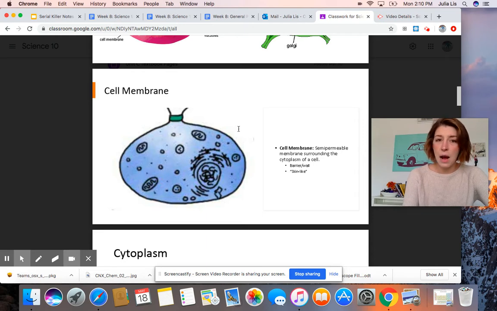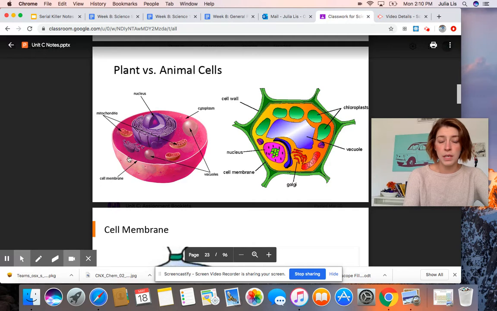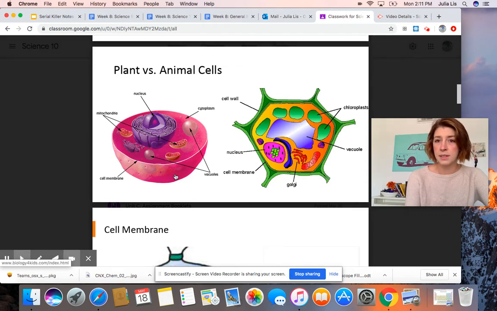So the very outer part of a cell is called the cell membrane. It's a semi-permeable membrane. Permeable means that things can flow through it, semi meaning some things. Based on typically the size of the material, some things can go in and out of a cell through the membrane. Think of it like a fortress or a wall. If you look up here, this is showing you an animal cell and then a plant cell, and the very exterior, almost like our skin, is considered the cell membrane.